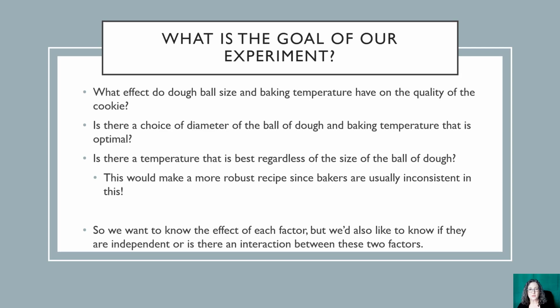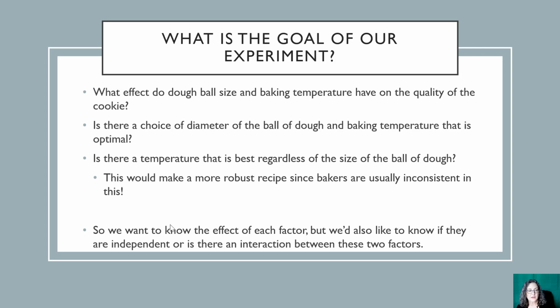So we need to figure out what is really the goal of our experiment, okay? Is it that I'm looking for what's the effect of dough ball size and baking temperature on the quality of the cookie? Or am I looking at if there's a choice of diameter and baking temperature that's optimal? Or is there a temperature that works best no matter what size ball of dough I use? Okay? So make your choice, because that's going to change the way you do your experiment. Now, in this particular case on cookies, if I could come up with a temperature that like 1 inch, 2 inch, or 3 inch, that's still the best. That would be ideal, because then I don't have to worry about the effect of the user's visual skills on coming up with the size of the ball of dough.